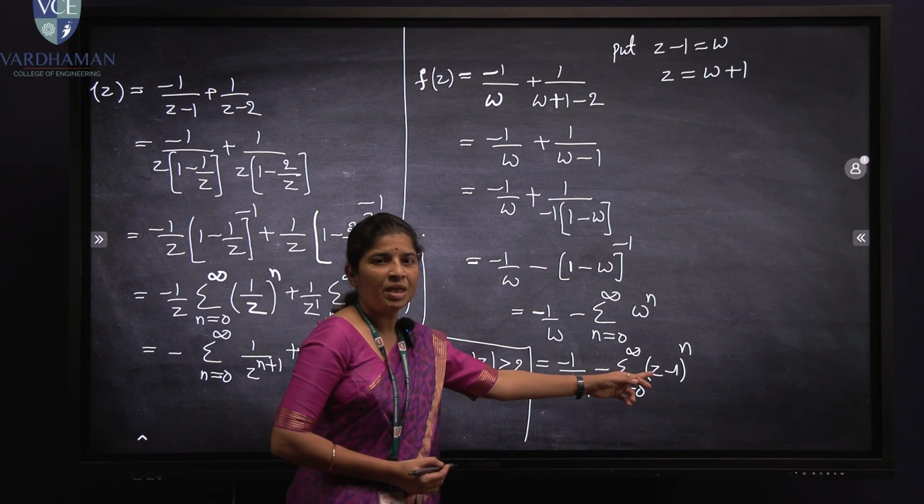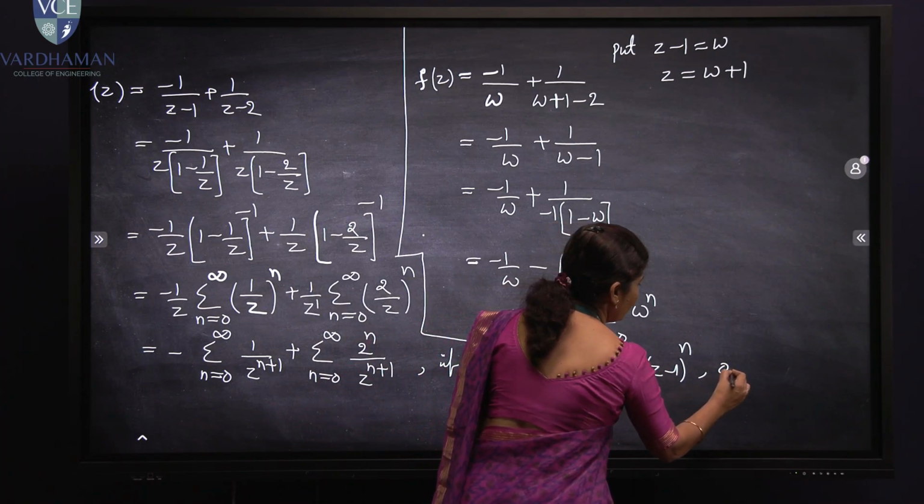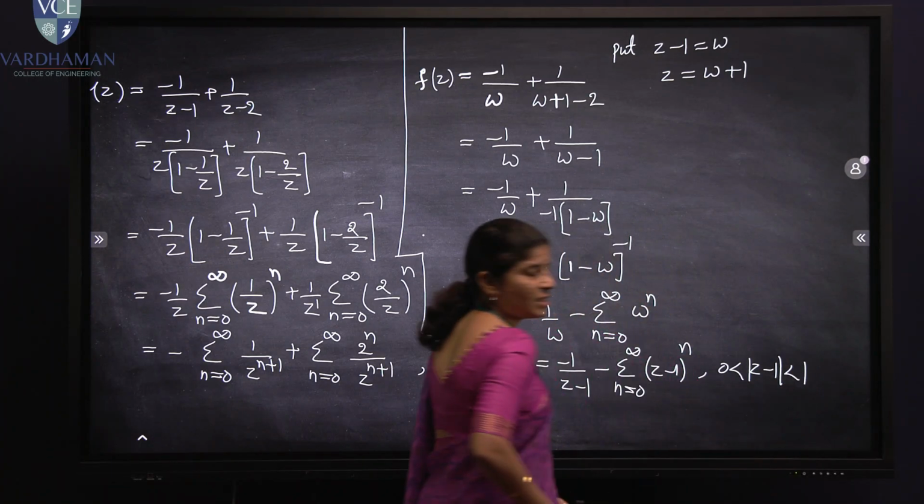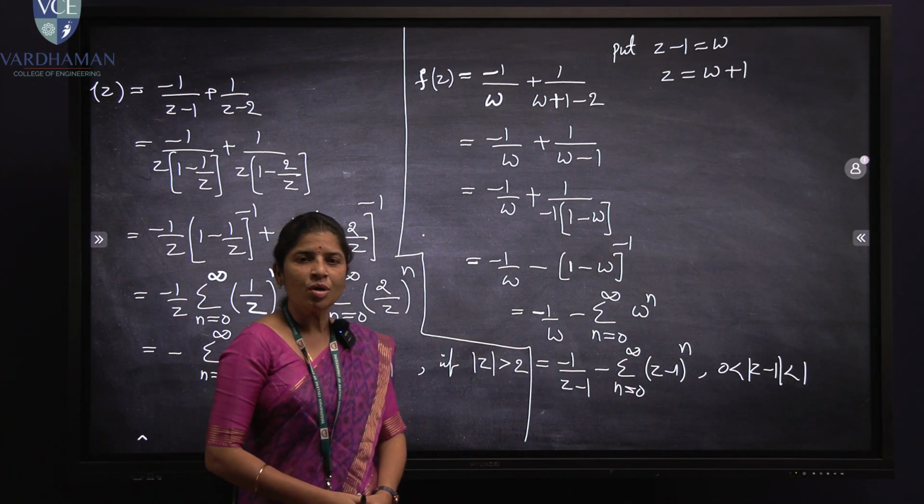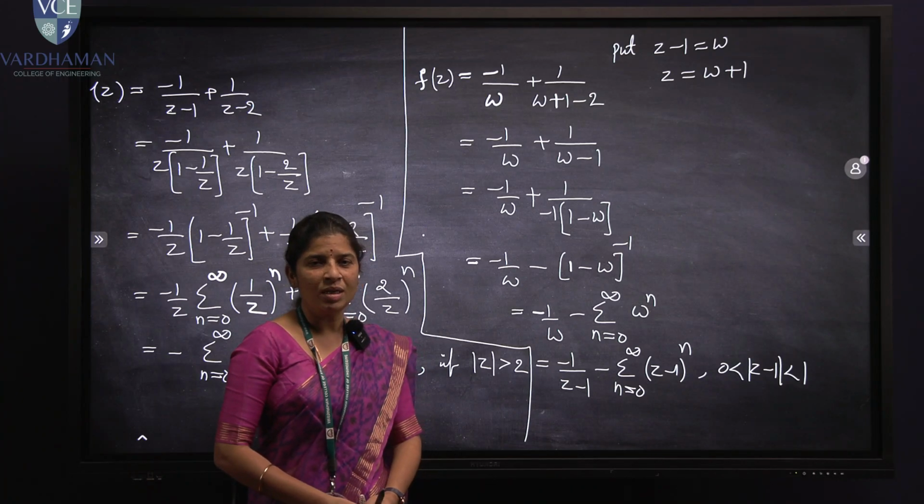And this is the expansion of the f of z in a form of z minus 1 using the Laurent series, and we have the condition that 0 is less than modulus of z minus 1 is less than 1. Like this, we have to solve the f of z function using the Laurent series in a particular region.